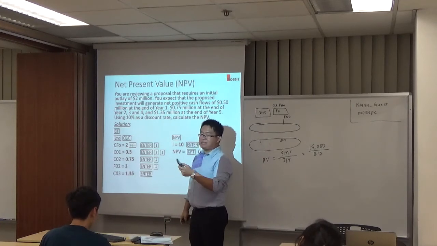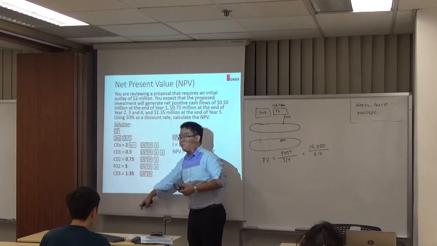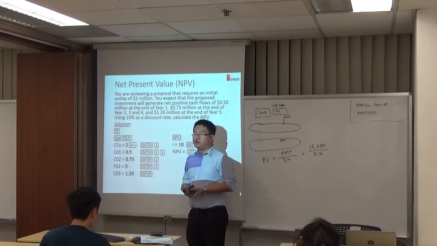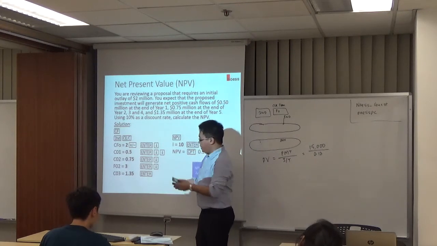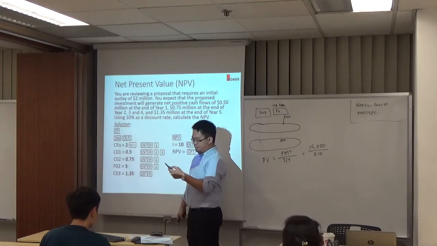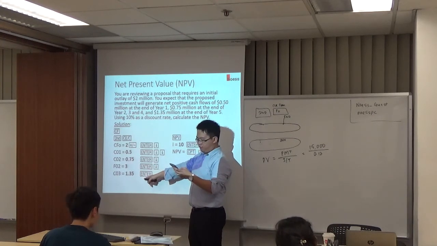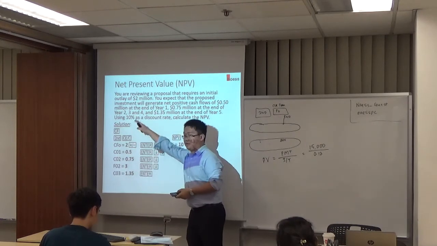Of course, some people are a bit stubborn. They say, I don't want that, can or not? Can. You enter 0.75, 0.75, 0.75 into your C03, C04, C05. You can do that if you want to. Your answer will still be the same. Right, F02 is 3, enter. Scroll down to the last one, C03. That's 1.35, enter. Once you're done, your cash flow is now saved in.